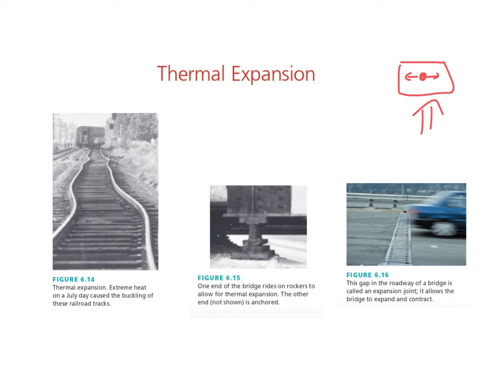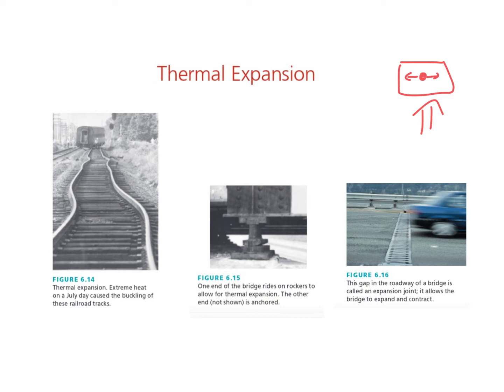Now, here's an example of something that can prevent that sort of thing from happening. We have in Figure 6.15 basically a segment of a bridge, and you can see that the bridge is resting on this guy, but it's not anchored to it. It's not screwed in. And so as this beam expands, it's not held in place, so it's not going to buckle. Now, the other end of the bridge is anchored, but this one is not. It rides on these rockers, and it allows for this expansion.